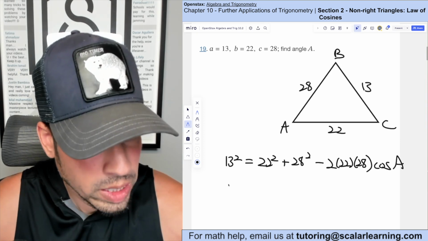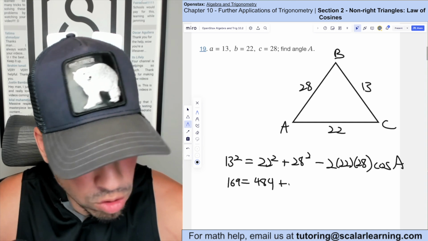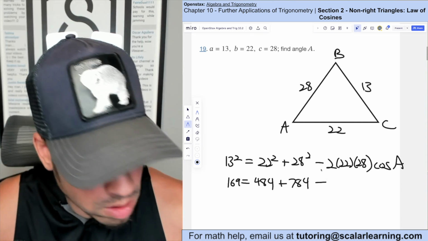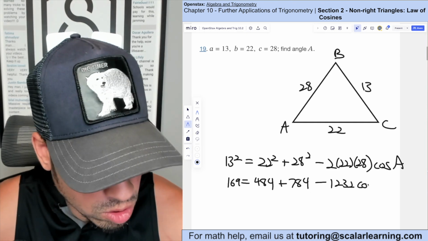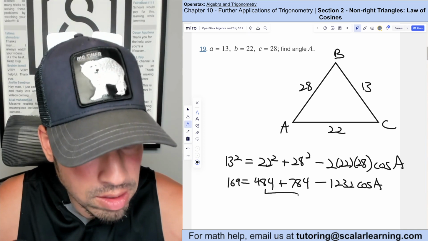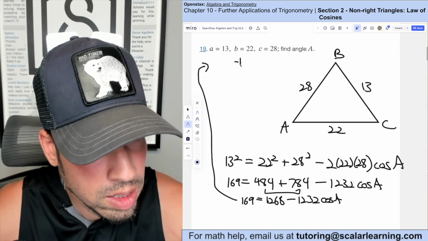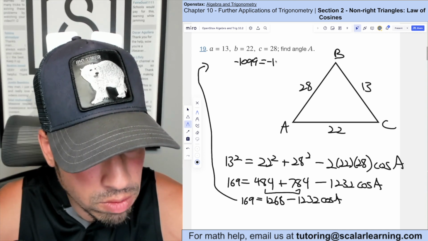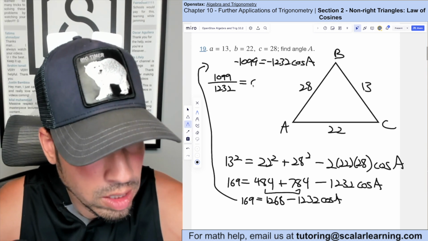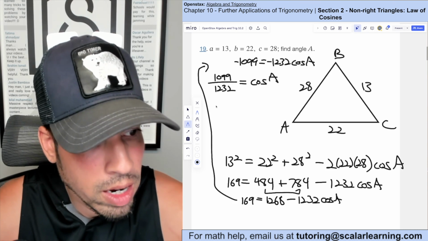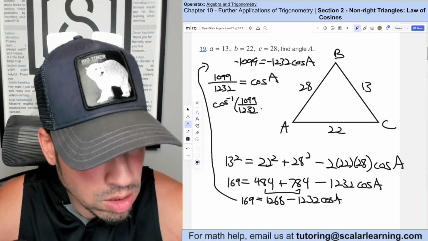Now we're going to solve. So first we got 13 squared is 169 equal to 22 squared, which is 484, plus 28 squared, which is 784, minus 2 times 22 times 28, which is 1232, and then times cosine of A. All right, now we're going to add these together, and we get 1268. Then we're going to subtract both sides by 1268, and we get negative 1099 equal to negative 1232 cosine of A. Then we're going to divide both sides by that. Of course, the negatives cancel out. And then last step, to solve for A, we're going to take arc cosine of both sides, which means we're taking arc cosine of this quantity, and that's going to equal A.